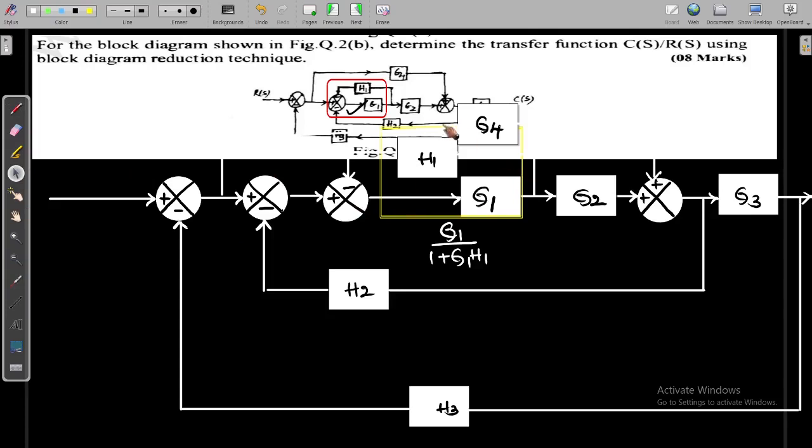After that, there is another step you can do here. How these two are connected, after that this entire part also can be reduced. These two are connected in series, so you can write your answer as G1 into G2 whole divided by 1 plus G1 H1. With these changes we will draw the next diagram.